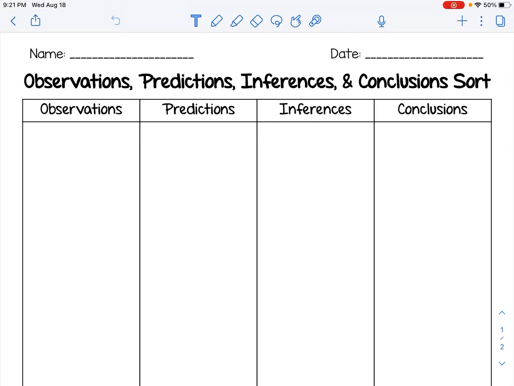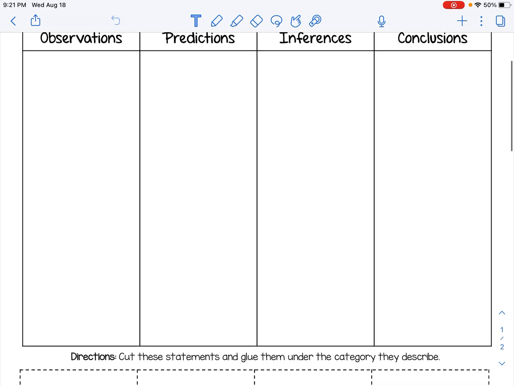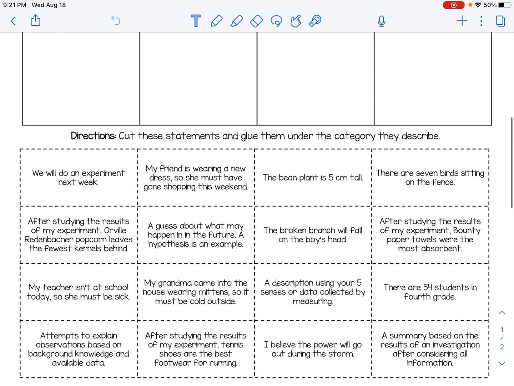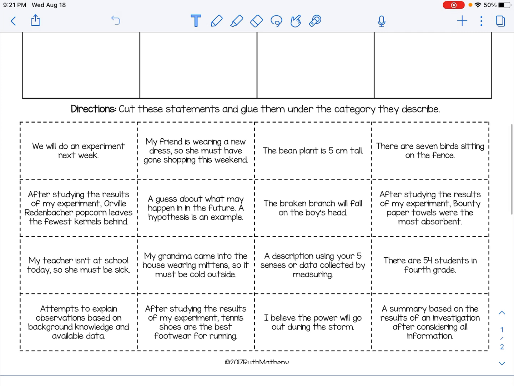Alrighty guys, our final notes for today. We are going to be looking at observations, predictions, inferences, and then conclusions. So down here at the bottom, you are going to see that you have 16 statements, and they are going to fall under one of these four categories. But what I want to point out to you is that the first thing you're going to look for would be the definitions. So let's look through and find some definitions.